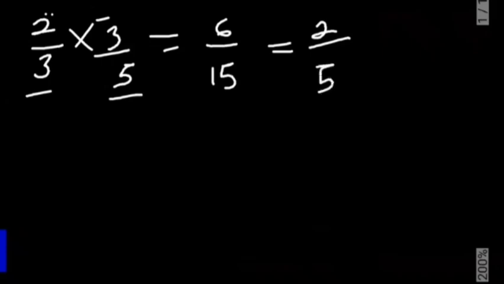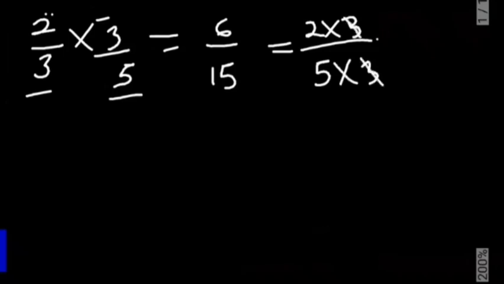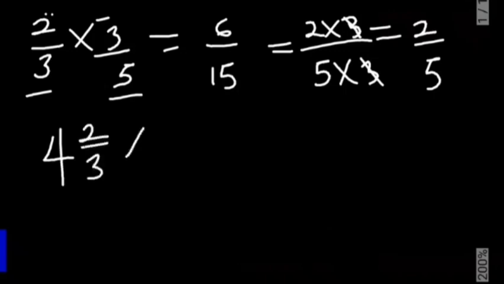Let me make that better. Let me show you. We have 2 multiplied by 3 is 6. And 5 multiplied by 3 is 15. So this 3 and this 3 cancel out. We have 2 over 5 remaining. Let's talk about this: 4 whole number 2 over 3 multiplied by 5 whole number 1 over 3.